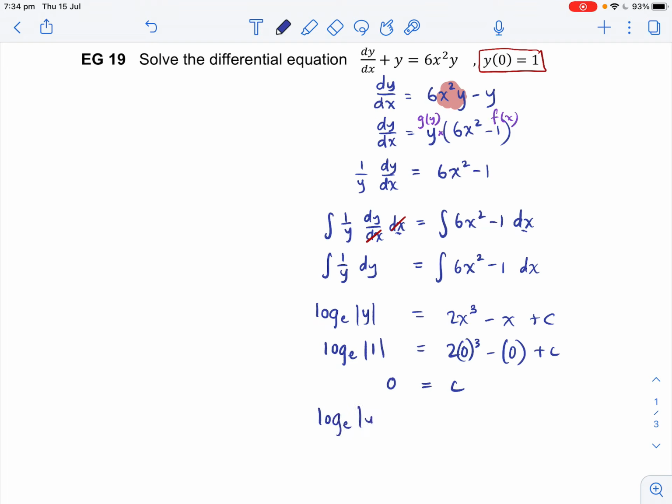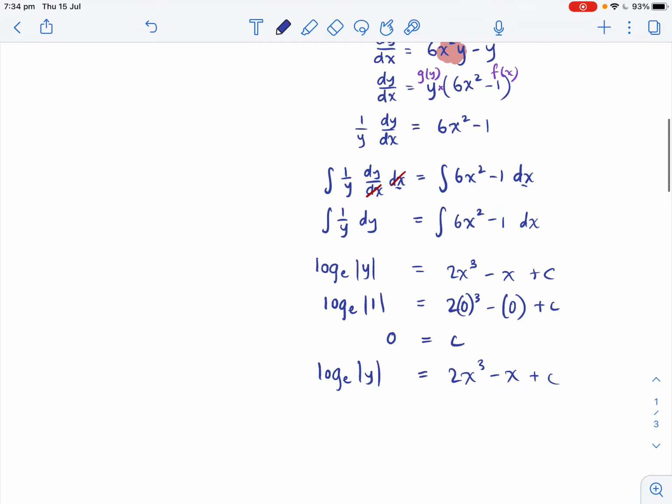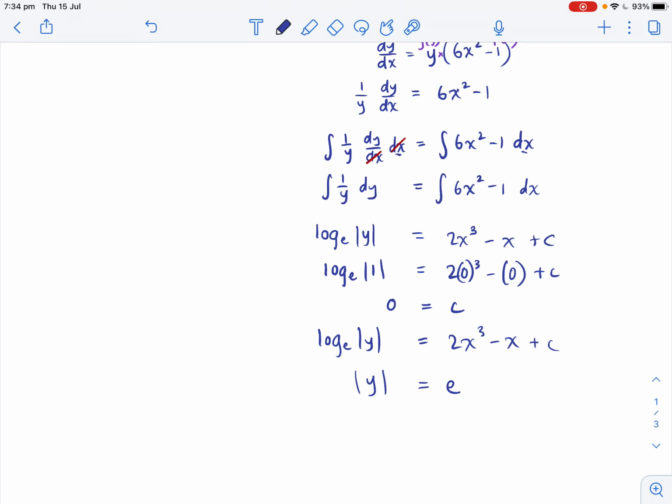Okay, a little bit of tidying up of my expression. I get this. And finally, I can take out the e, put it on the other side of the expression. And I just realised I stuck c back in there when I don't need to. And I have a solution for the modulus of y.